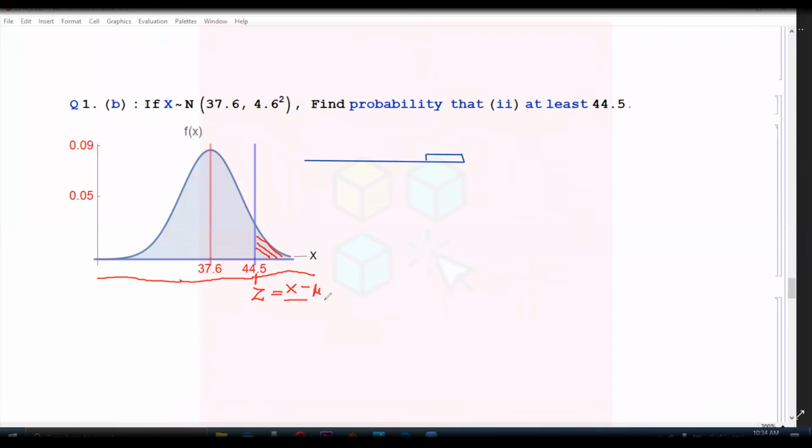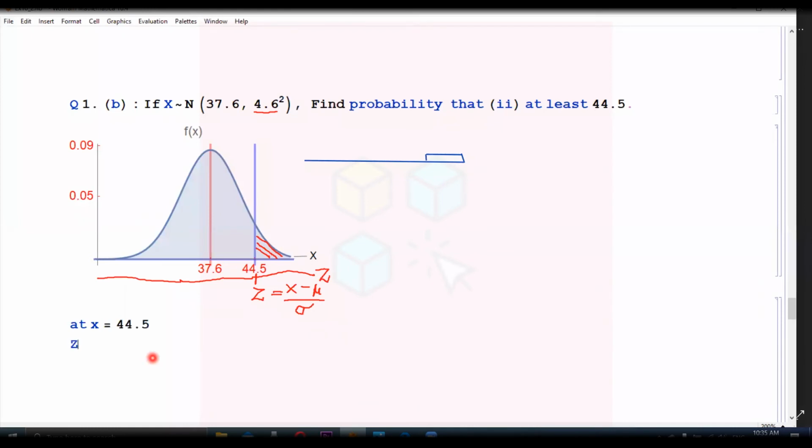Z equals X minus mu over sigma. This is the standardized value, and the scale is the z scale. So 44.5 is x, 37.6 is mu, and sigma is 4.6. We will use these values and find z for x equal to 44.5. You should carry out these steps in the solution, always these parts.